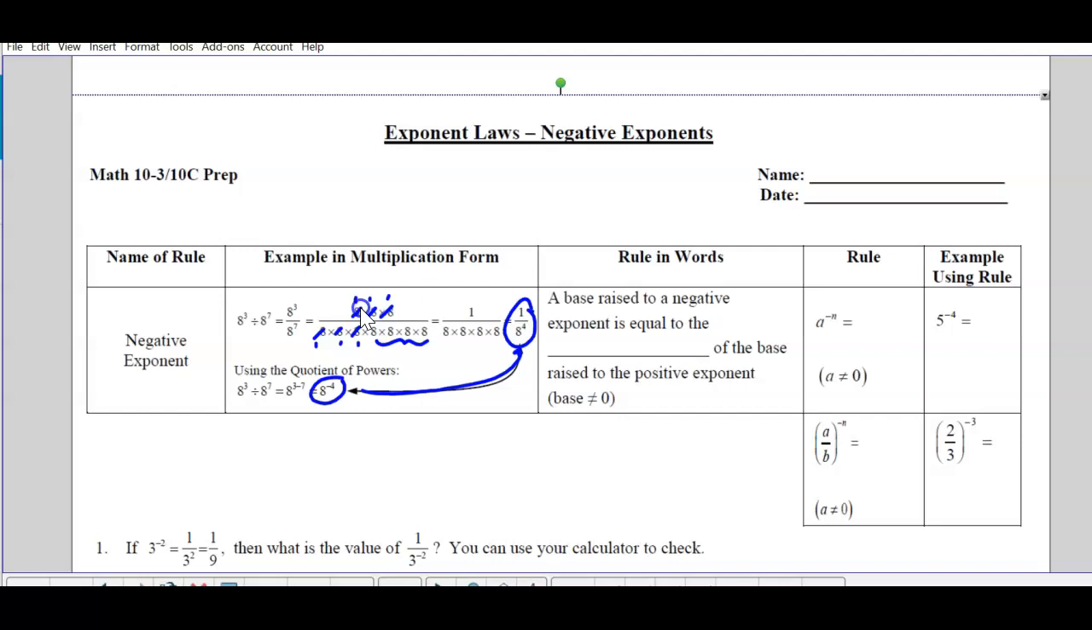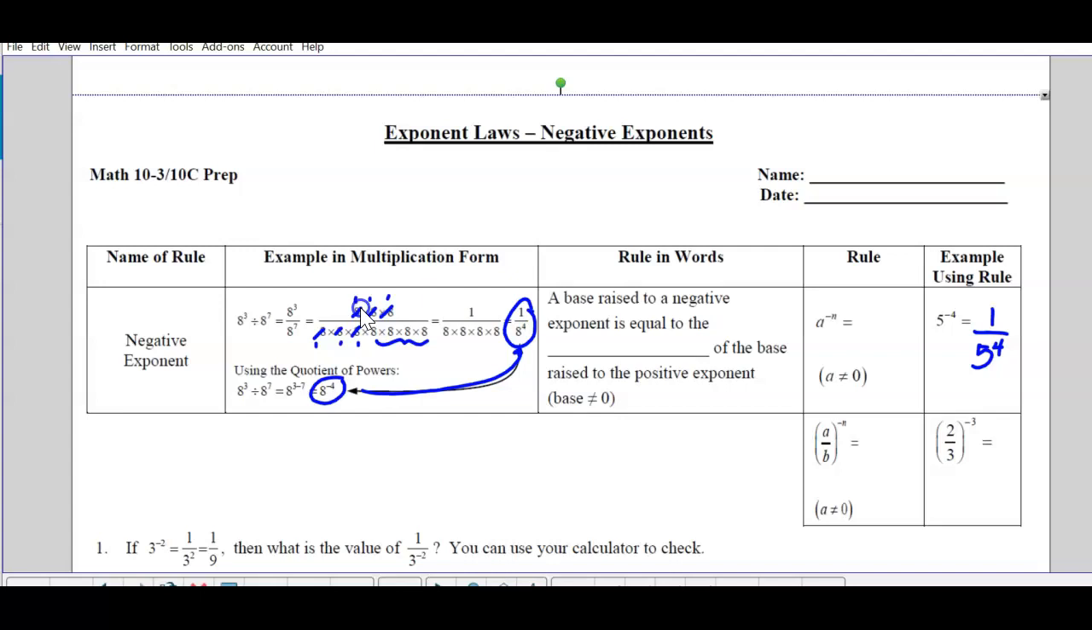Okay, so if I have this example here, 5 to the negative 4, same exponent as that original one, that's 1 over 5 to the positive 4. So oftentimes, we want to show powers with positive exponents. If it's a negative, we need to make it positive.